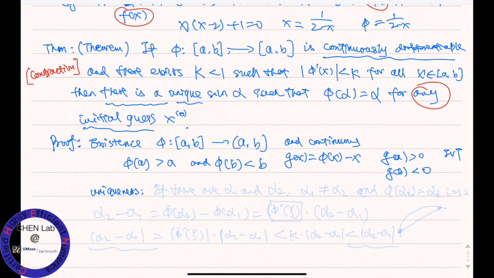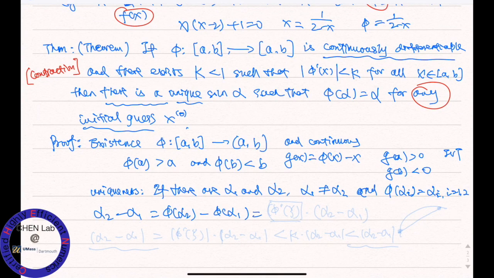So, suppose there are alpha 1 and alpha 2, and they're not equal, otherwise it's unique, right? And they're both solutions, so they both satisfy phi of alpha i equals alpha i, for i equal to 1 and 2. They're both solutions to the fixed point problem. So if you subtract both equations, I'm going to get alpha 2 minus alpha 1. We know alpha 2 is phi of alpha 2, and alpha 1 is phi of alpha 1, because you're telling me those are solutions, right? Phi of alpha 2 minus phi of alpha 1.